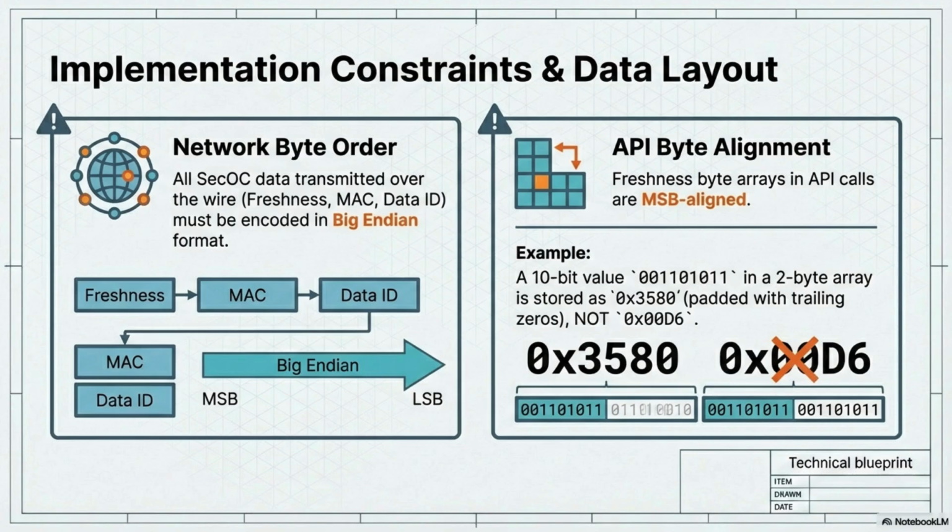Don't get tripped up by data layout. All data transmitted over the wire must be in big endian format. Also, when you're passing freshness arrays to the API, they must be MSB aligned, meaning a 10-bit value is padded with zeros at the end, not the beginning.